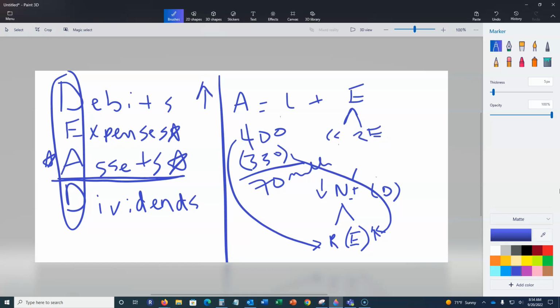We actually increased net income by $70 million, and we've increased retained earnings by $70 million, right? Sorry about that. Got that a little backwards, but we've cleared that up now.